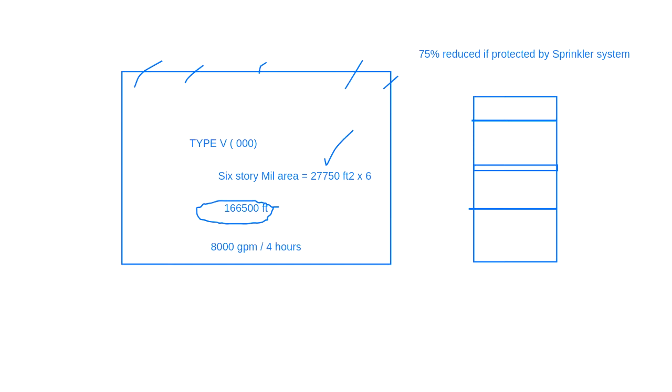Now again, NFPA 1 18.4 says that if your building is protected by a sprinkler system, we can reduce this capacity to 75%. So now we only have to consider 25% of 8,000, which is 8,000 times 0.25, right?